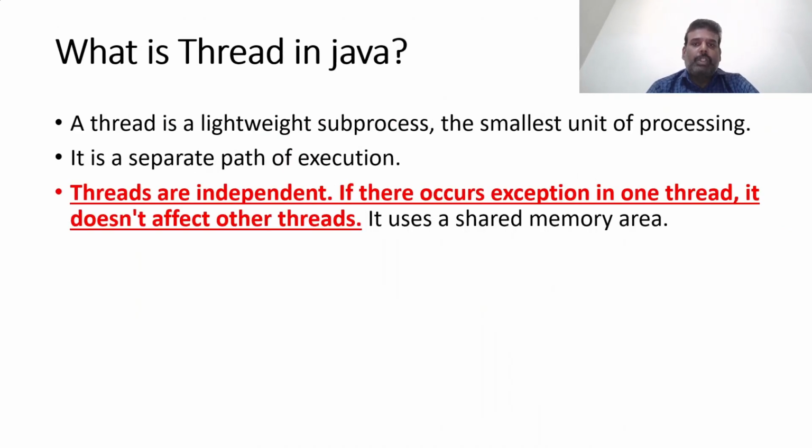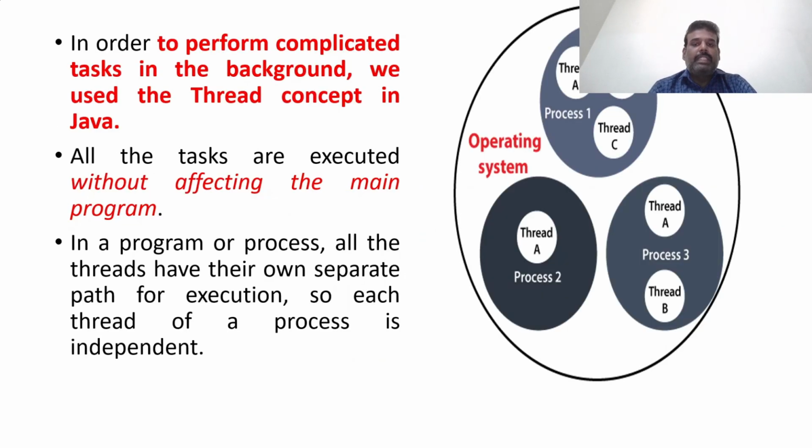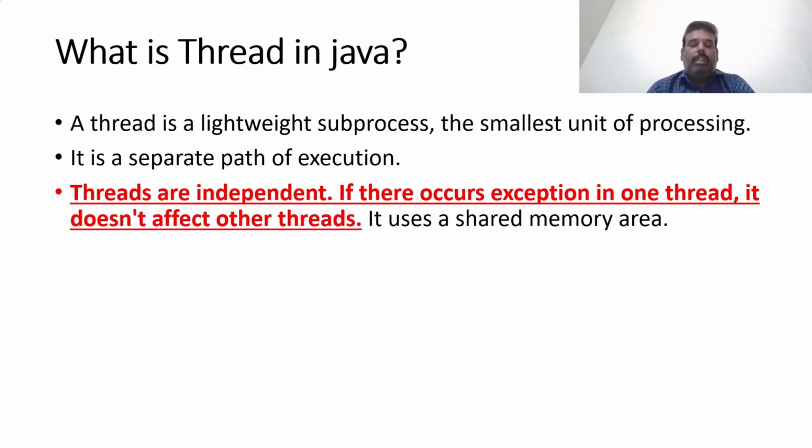A thread is a lightweight process, the smallest unit of processing. It is a separate part of execution. Threads are independent. So if an exception occurs in one thread, it does not affect other threads. It uses shared memory. The main use of threads in Java is to reduce the execution time of a process. The process is a complete single task that is going to execute on your CPU, but a thread is a subdivision of your process.